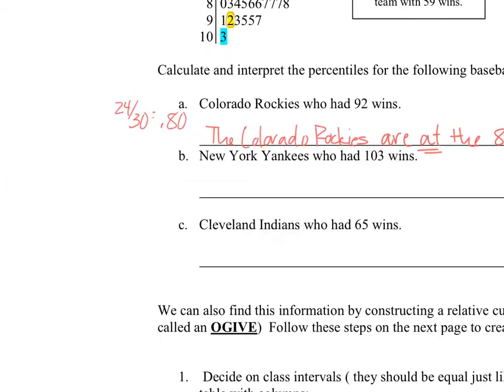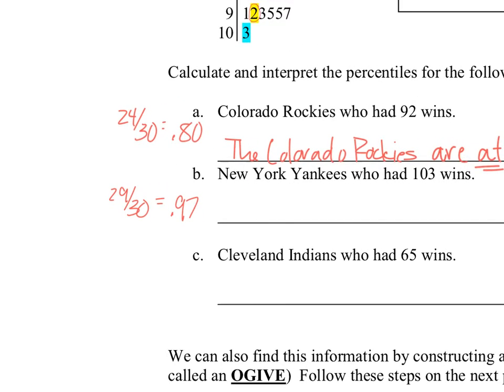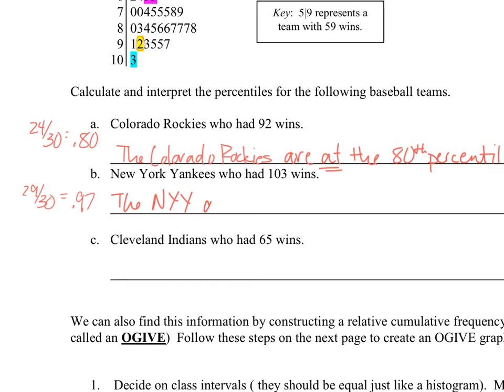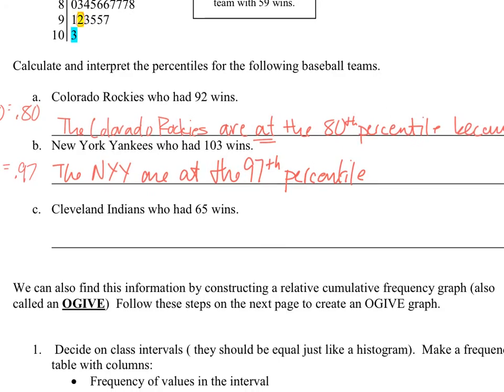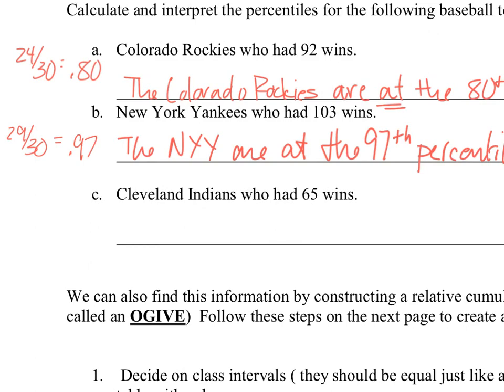So when we look at this, that means that they beat 29 out of 30 teams. They didn't beat themselves, which is actually 97%. Technically it's 96.7, just round that up to 97. And so we say the New York Yankees are at the 97th percentile. And again, we could say the same thing we said before, or just show our work over here like we did.